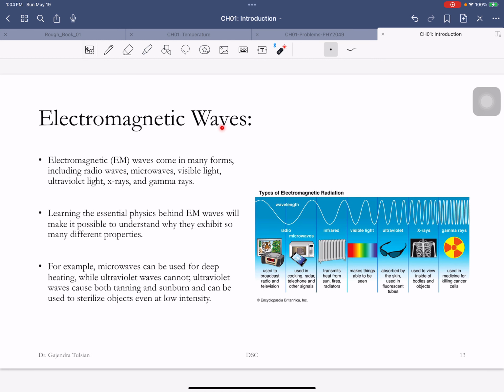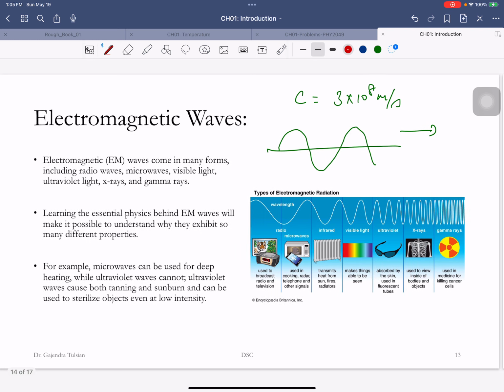We use electromagnetic waves almost everywhere. Electromagnetic waves are waves that can travel through vacuum, that travel at the speed of light, which is 3 times 10 to the 8 meters per second. They're called electromagnetic waves because these waves contain both electric and magnetic fields. So here's the electric field. The wave is traveling in this direction, and we'll study all of that.